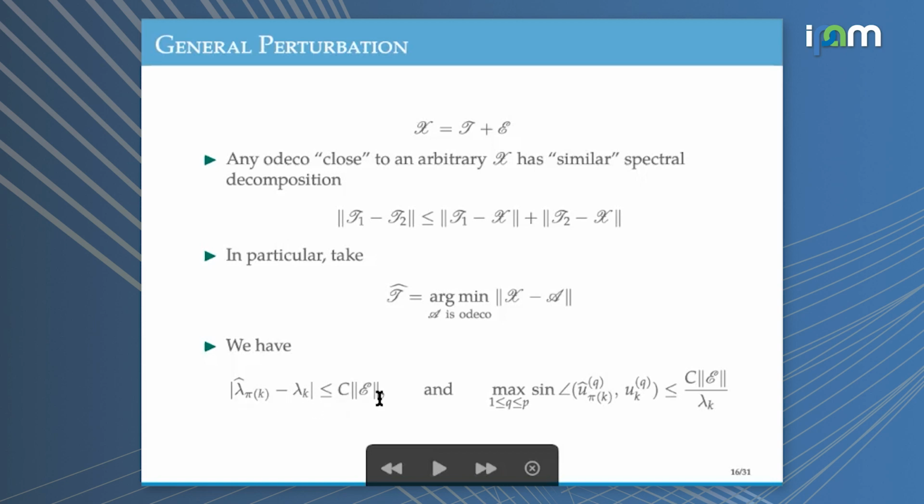That can be upper bounded by, now I can replace this essentially by the spectral norm of this error tensor. Similarly, for all the singular values and singular vectors, I can bound accordingly. And now, this is the spectral norm of the noise. So to deploy this in practice, what do I need to do?